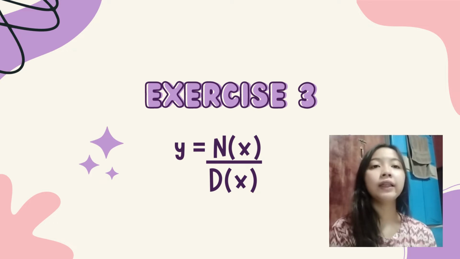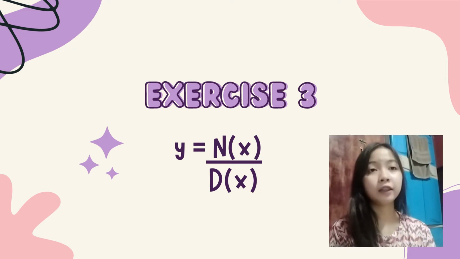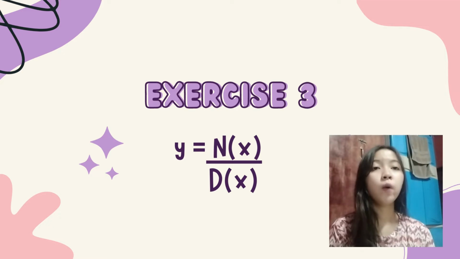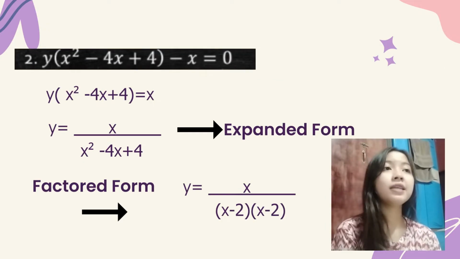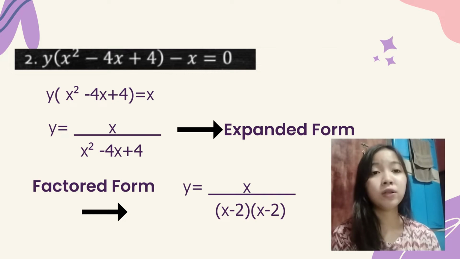Good day everyone, and now let us discuss exercise 3 in module 9, algebraic curves. In exercise 3, it mainly focuses on the type 2 algebraic curve. So we're going to answer question number 2. Given is y times the quantity x squared minus 4x plus 4, minus x, equals 0.